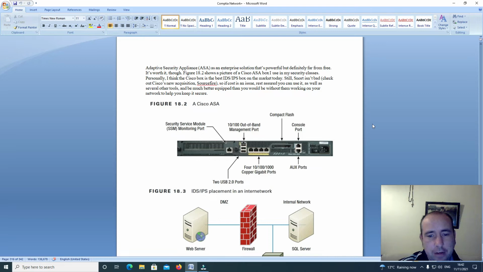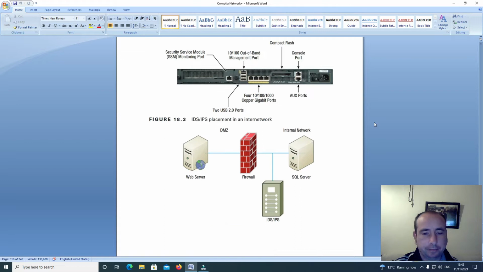So, if cost is an issue, rest assured you can use it, as well as several other tools, and be much better equipped than you would be without them working on your network to help you keep it secure. And you see here figure 18.3, IDS/IPS placement on internetwork. So here you have your web server, firewall, DMZ, and the internal network, SQL server, IDS/IPS.